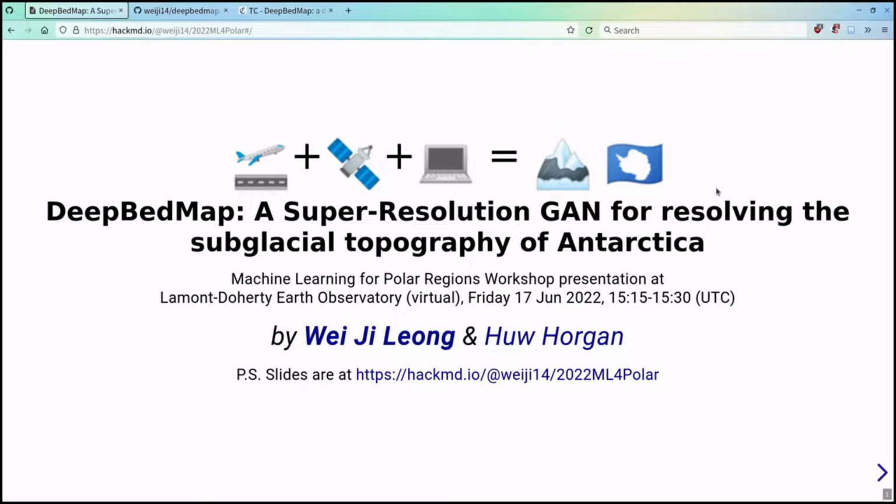Hi everyone, my name is Weiji, and I'll just be presenting some of the work I did over the course of my PhD in collaboration with my PhD supervisor, Horgan, who's based at the Antarctic Research Center in Wellington, New Zealand. So the topic is how we can resolve the bed topography of Antarctica using a super-resolution generative adversarial network.